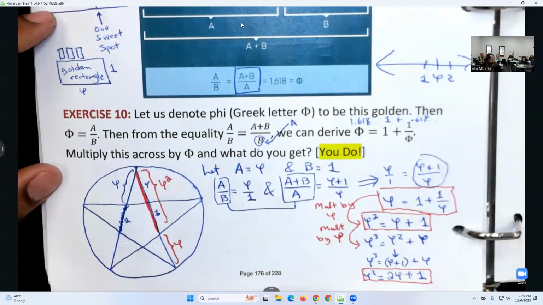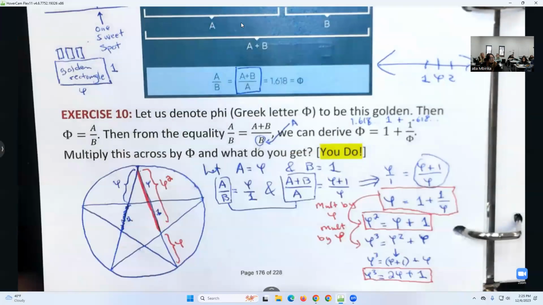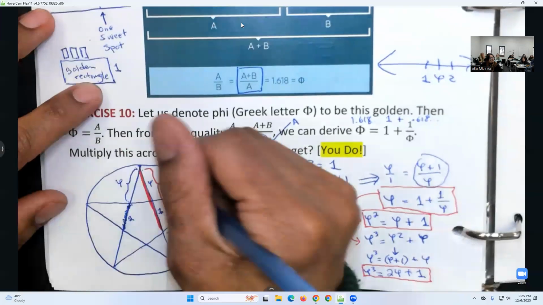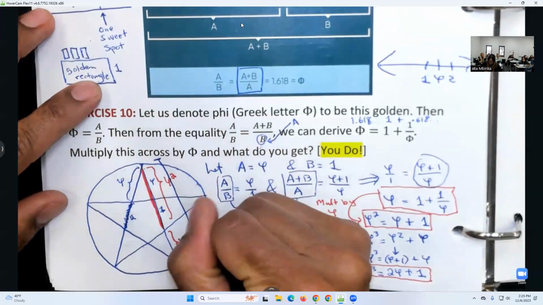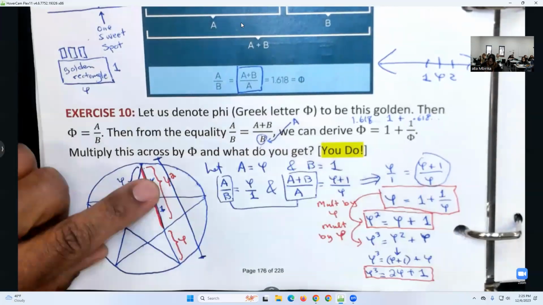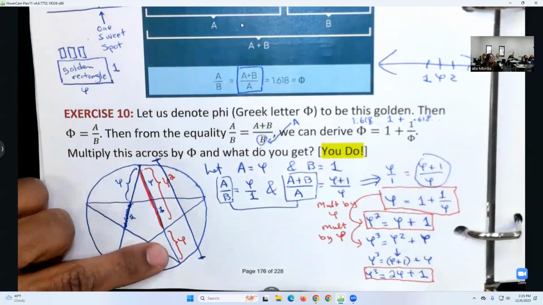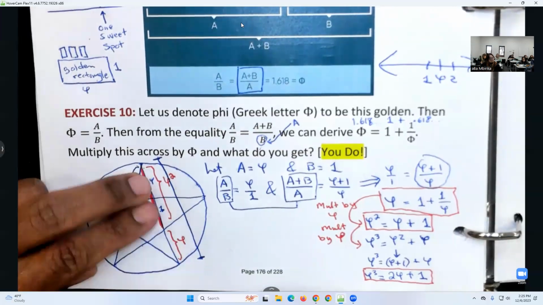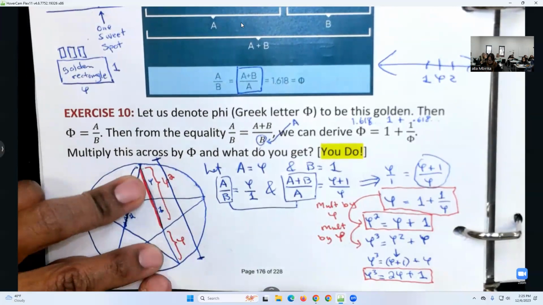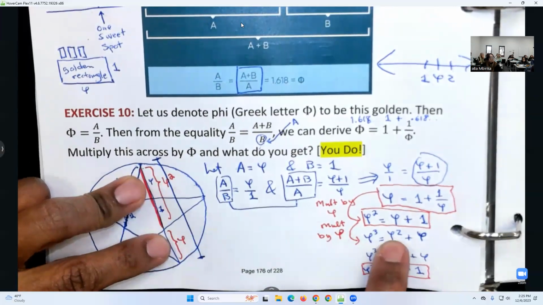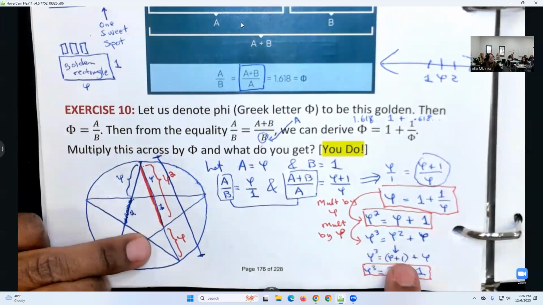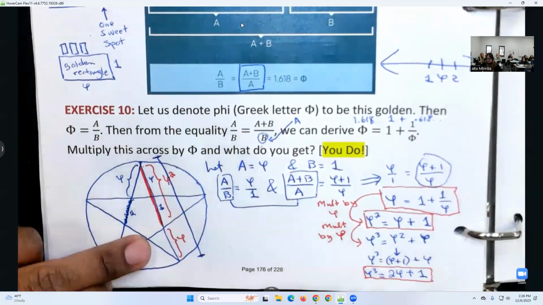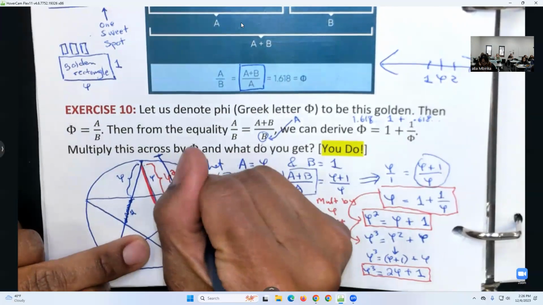So what do we have here? There are lots of ways to look at this whole chunky line, the one that goes from here all the way down to there. That length is phi squared plus phi, or I can view it as phi plus 1 plus phi. But where did we see phi squared plus phi? We saw it right there. And where did we see phi plus 1 plus phi? It's right there. So this big chunky thing is actually phi cubed.